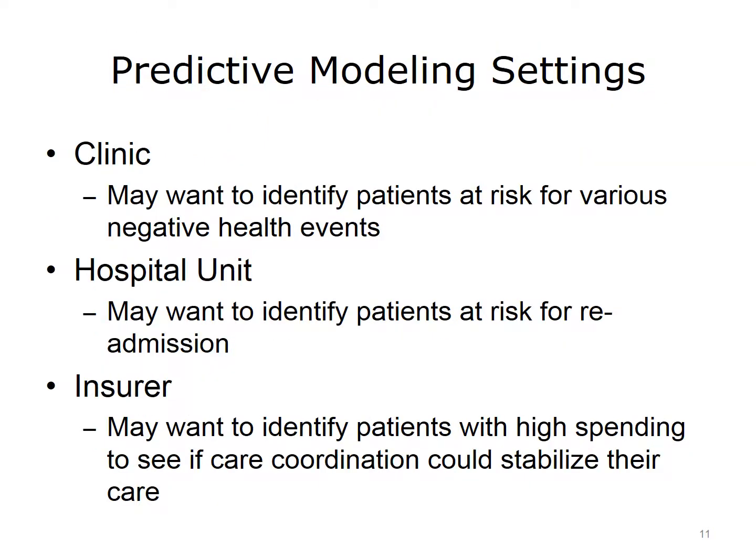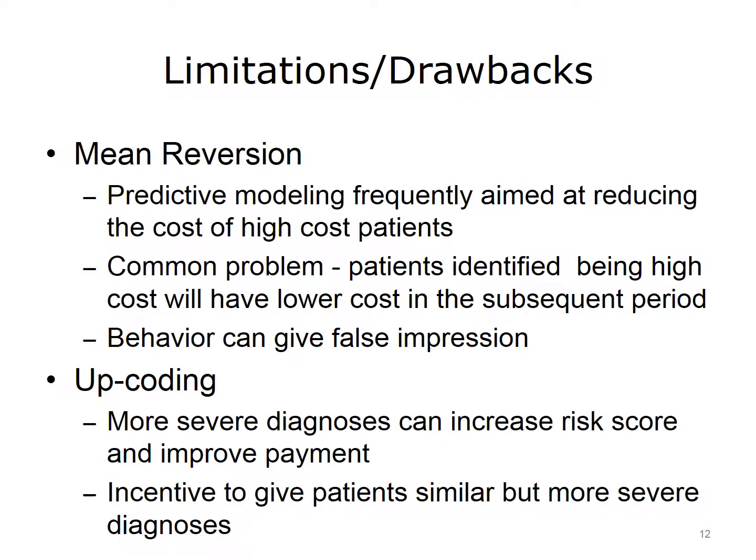There are several distinct settings for predictive modeling. At a clinic, clinicians may want to identify patients at risk for various negative health events for preventative purposes. At a hospital unit, there may be interest in identifying patients at risk for readmission who have congestive heart failure to provide additional resources for recovery. At an insurer, it may be important to identify patients with high spending to see if care coordination could stabilize their care across multiple clinicians. There are a couple distinct limitations to predictive modeling.